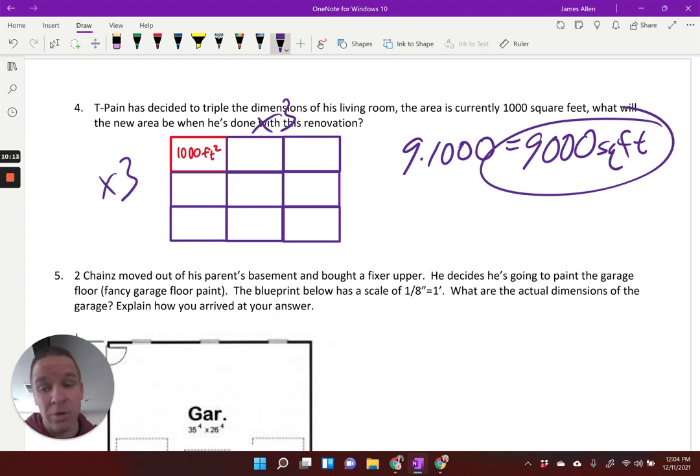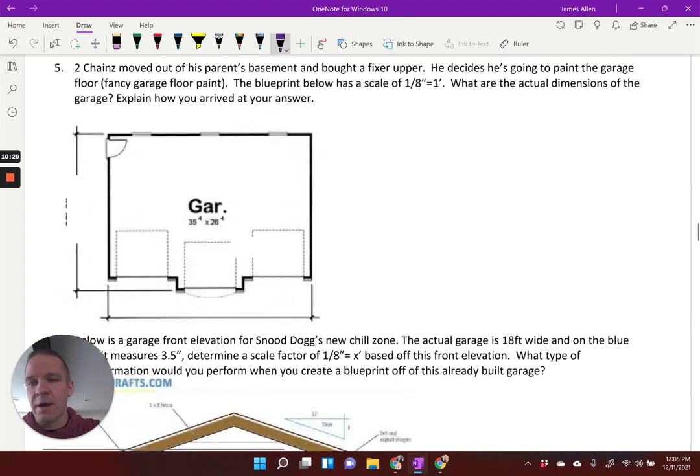So this is gonna be a big old living room. 9,000 square feet. You can play like basketball in there, I feel like. Actually, I don't know what the actual dimensions are of a basketball. I don't know. All right, next one.